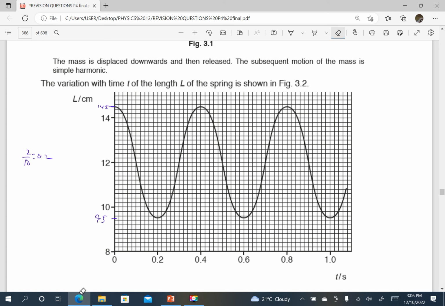So for the center, you can check 14.5 plus 9.5 divided by 2. So the center is at 12. Yes, so I'll draw a reference line along 12. 12 is the center of the oscillations. It's the equilibrium position or the equilibrium length. So I'll draw a horizontal line here for reference.